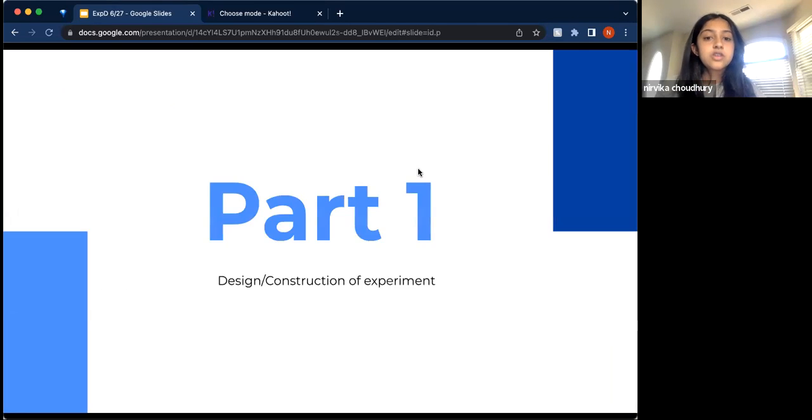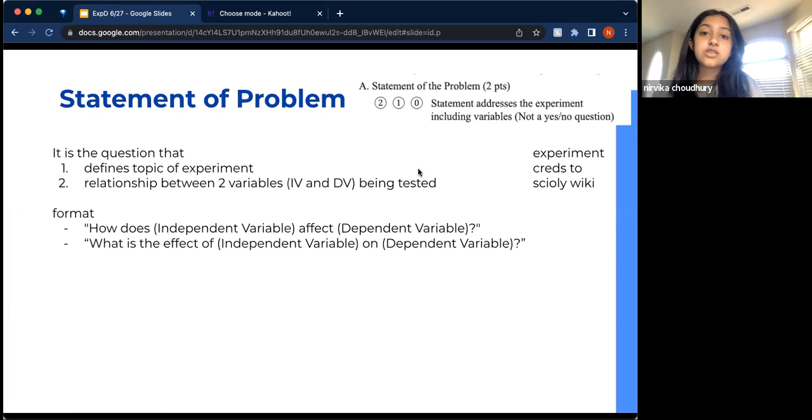Okay. So we're gonna start with part one, which is the design or construction of the experiment. The first thing is you have to make up a statement of problem. And if you've done science fair before, this probably sounds familiar, where you have to define the topic of the experiment and find the relationship between two variables, the independent variable and the dependent variable being tested. So like how does the independent variable affect the dependent variable? Or what is the effect of the independent variable on the dependent variable?